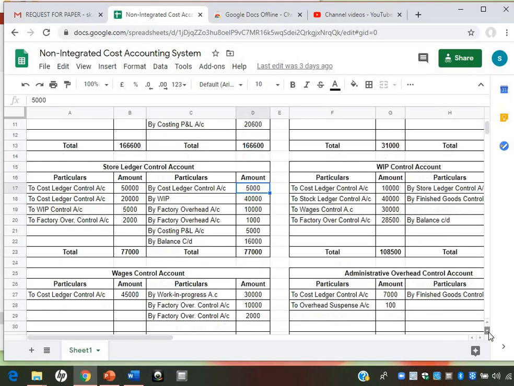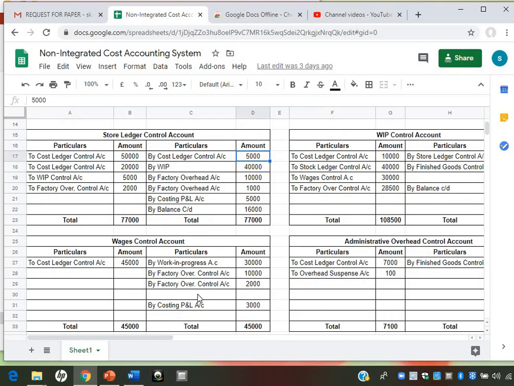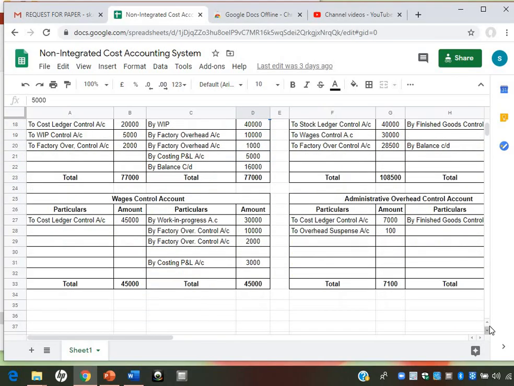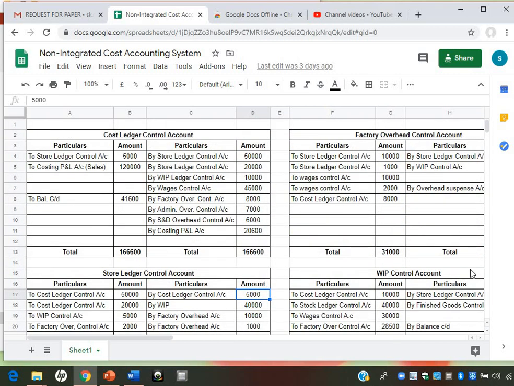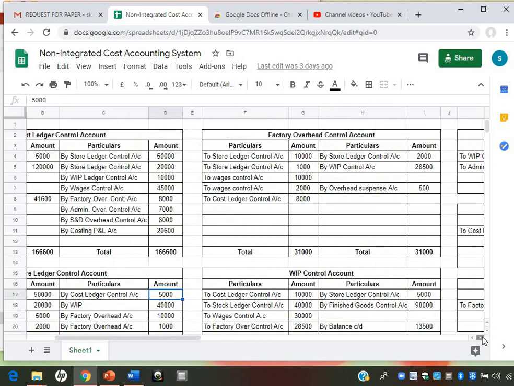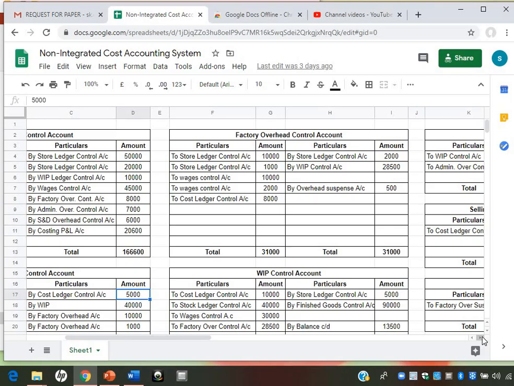Then we made discussion on wages control. In wages control, first of all, the total wages were 45,000, and then allocation is made on factory, then factory overhead, then normal loss and abnormal loss. So this discussion we have done, and this account is balanced. Then after wages control account, we made discussion on the factory overhead control account, where we have done our under absorption as well as over absorption.